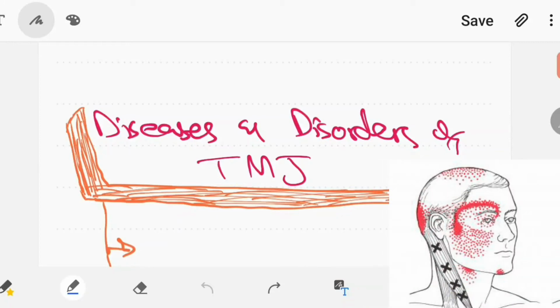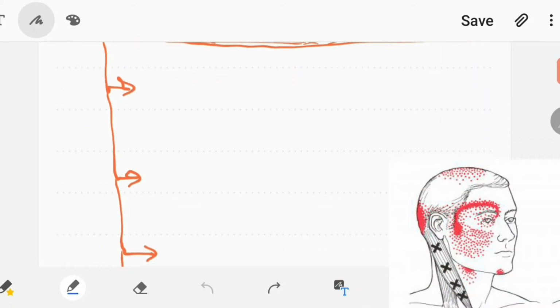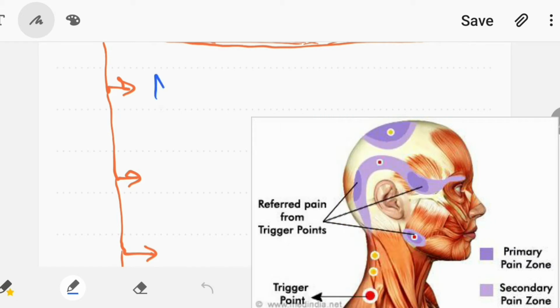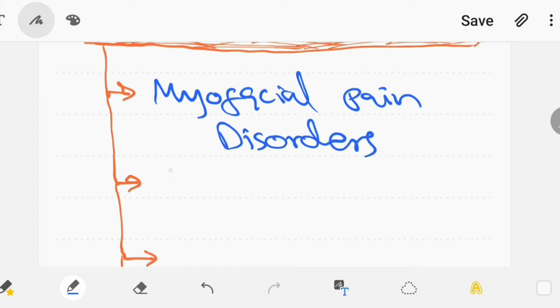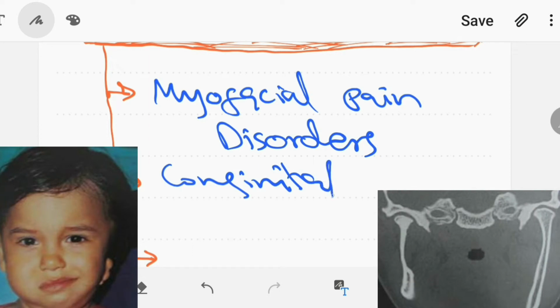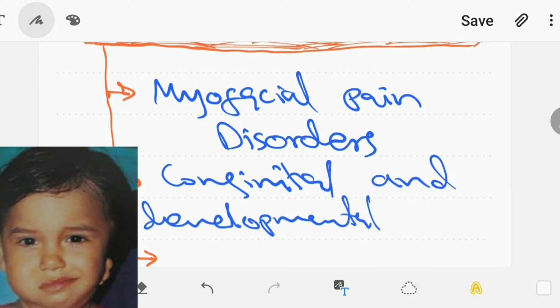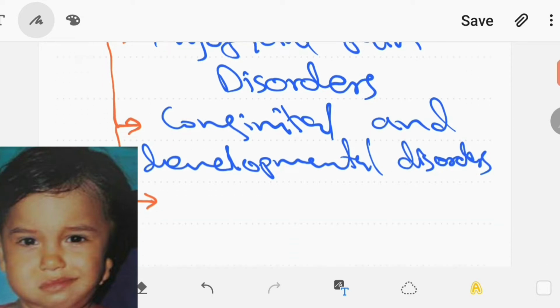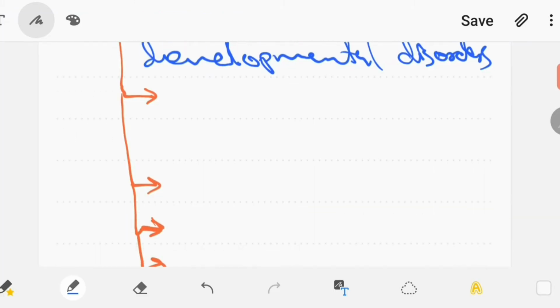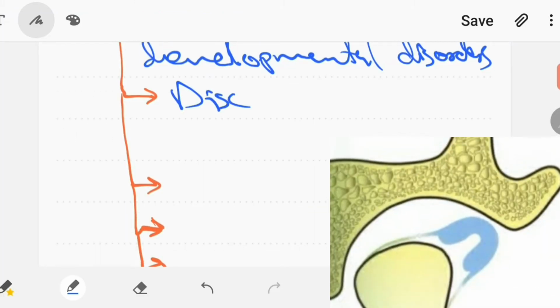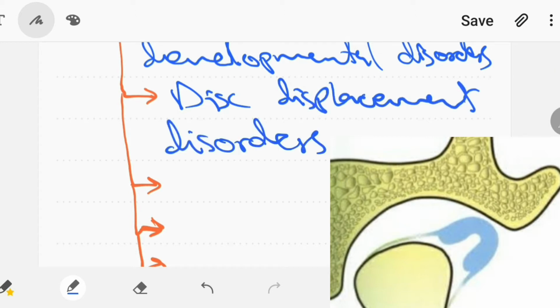The diseases and disorders of TMJ are divided into following categories. First of all, there are myofacial pain disorders, the congenital and the developmental disorders, such as condylar agenesis, hypoplasia, and hyperplasia. Then there are displacement disorders, which can be with reduction or without reduction.